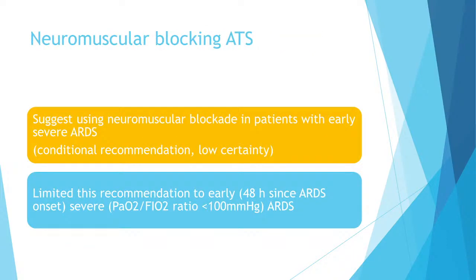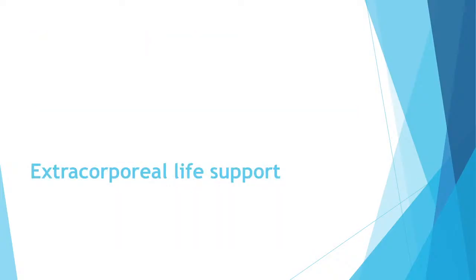But what does the ATS say? ATS says that we suggest using neuromuscular blockade in patients with early severe ARDS. Here also we have a specific subpopulation: they have defined that it should be early, that is less than 48 hours since diagnosis, and severe, that is PF less than 100. In that, they have a conditional recommendation with low certainty of evidence that neuromuscular blockade can be given. The conflicting data can also be explained by the difference in studies included in the meta-analyses used by the respective committees for guideline development.